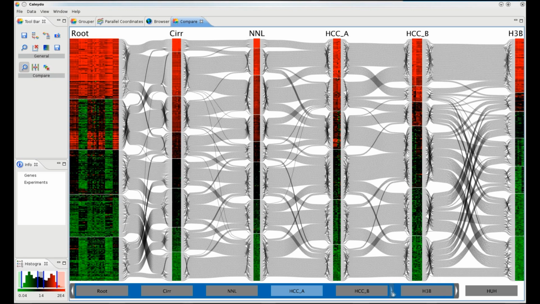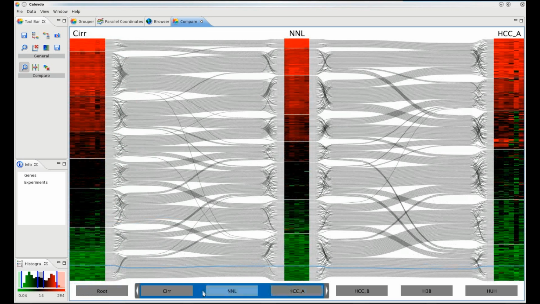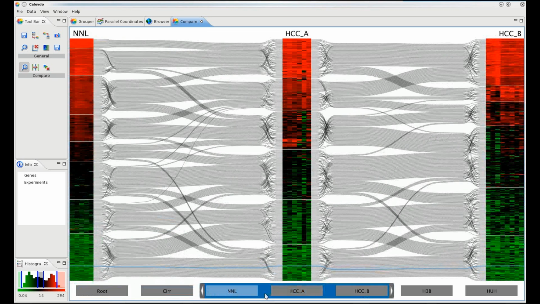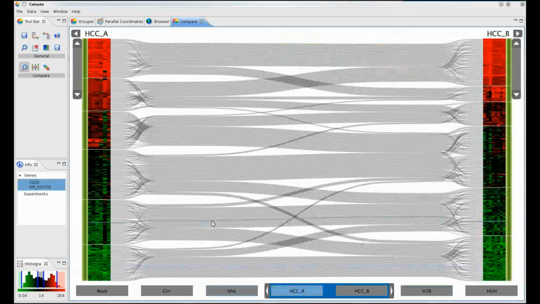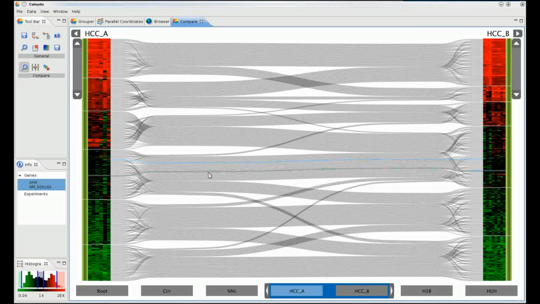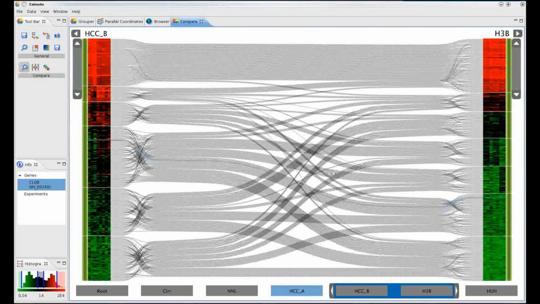Now we want to reduce the number of groups to look at three of them more closely. We do so by dragging the window in the group bar to include only those groups we want to see. To explore relations in detail, we use the mouse wheel to zoom into the detail mode. Animated transitions help the user understand layout changes. Here is an interesting pattern in the data.